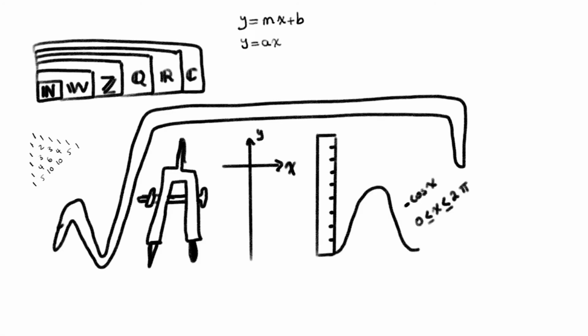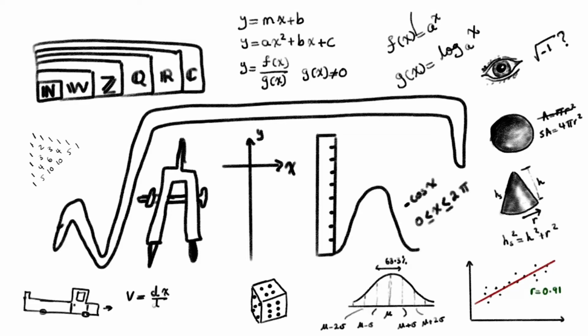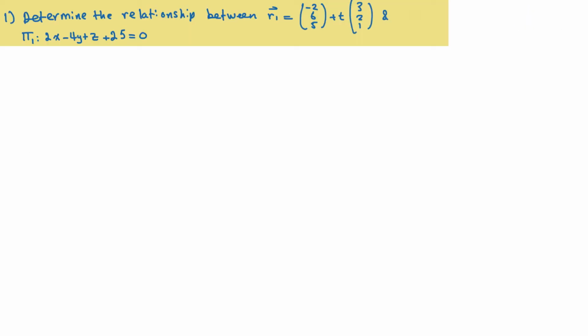Welcome to the full solution to the practice questions from lesson 21, which focuses on the intersection of a line and a plane. The first question here is asking us to determine the relationship between this line and this plane.